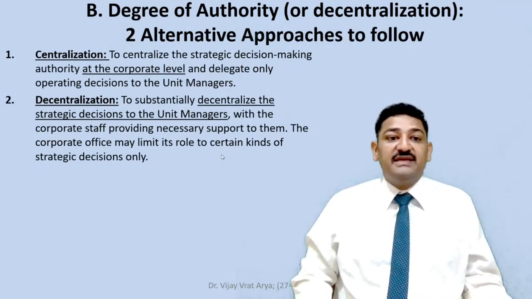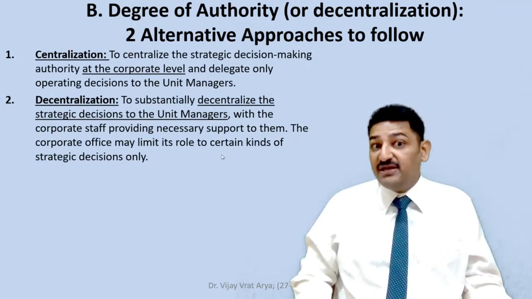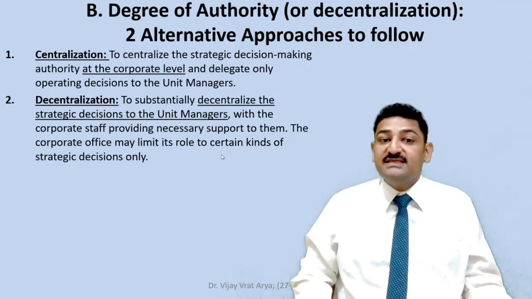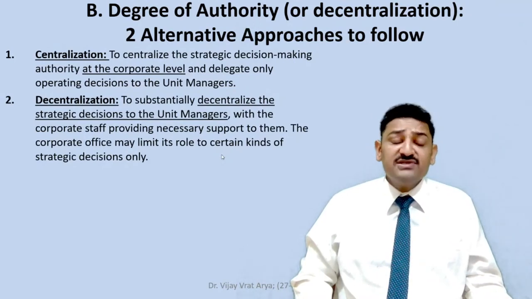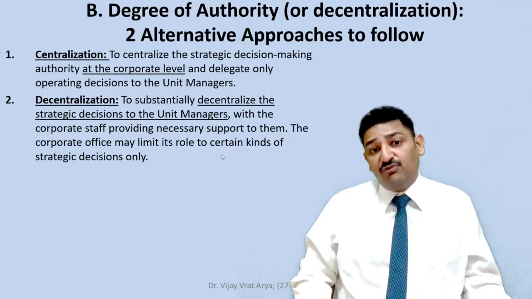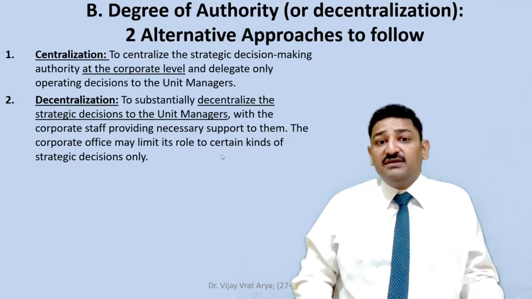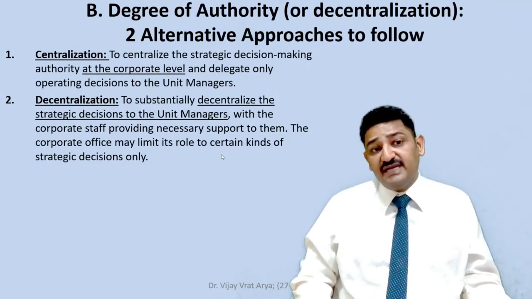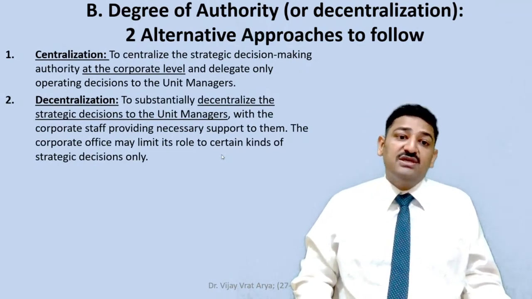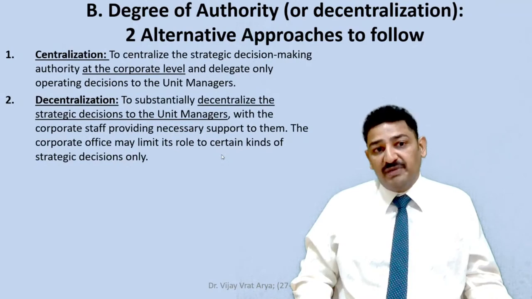So, in that particular case, this aspect addresses two alternative approaches that can be followed by corporates. The first is centralization, and the second is decentralization. So let's understand where and when the organization emphasizes centralization and where exactly the organization emphasizes decentralization. Centralization is a kind of strategic decision-making authority at the corporate level, and they delegate only operating decisions to the unit managers, and the core decisions are taken care of at the top level, that is, at the corporate level.